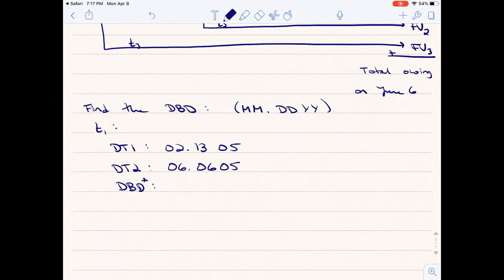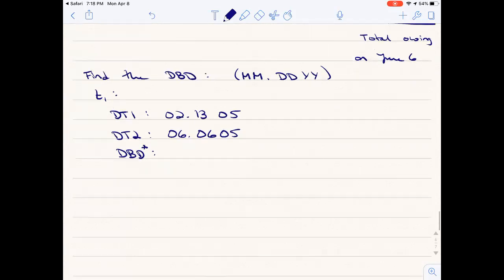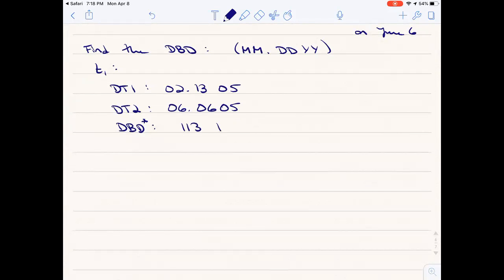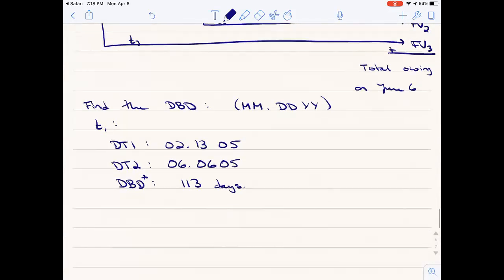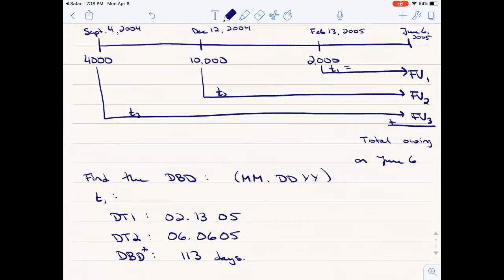And then scroll down using the down arrow to date 2, which is going to be 06.0605, enter. And then you can scroll down to the days between dates and hit the CPT button, which is the compute button. So compute this, and I get 113 days. So I'll put that on here. Time 1 is 113, and in years divided by 365, right? 365 days in a year.